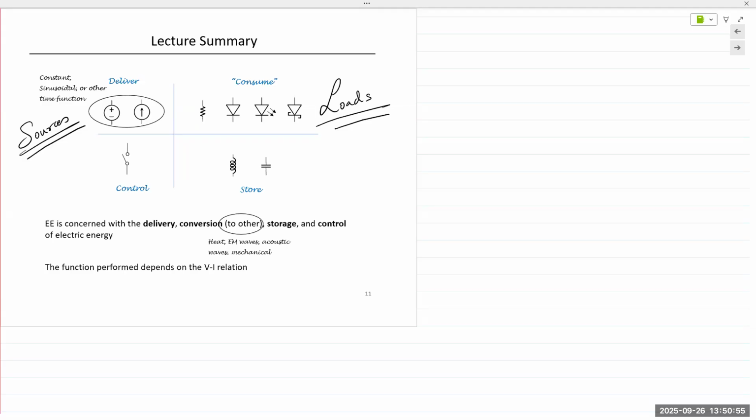We use switches to control our electric circuit. More often than not, we don't use them. We just illustrate that the circuit is pre-built and the connection is already made. Then we have energy storage devices, inductors and capacitors.